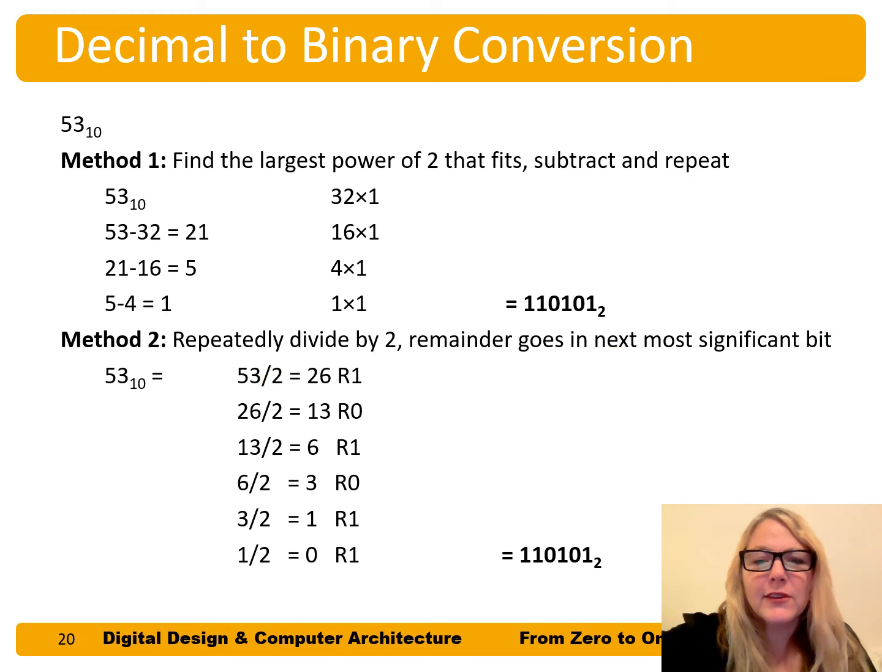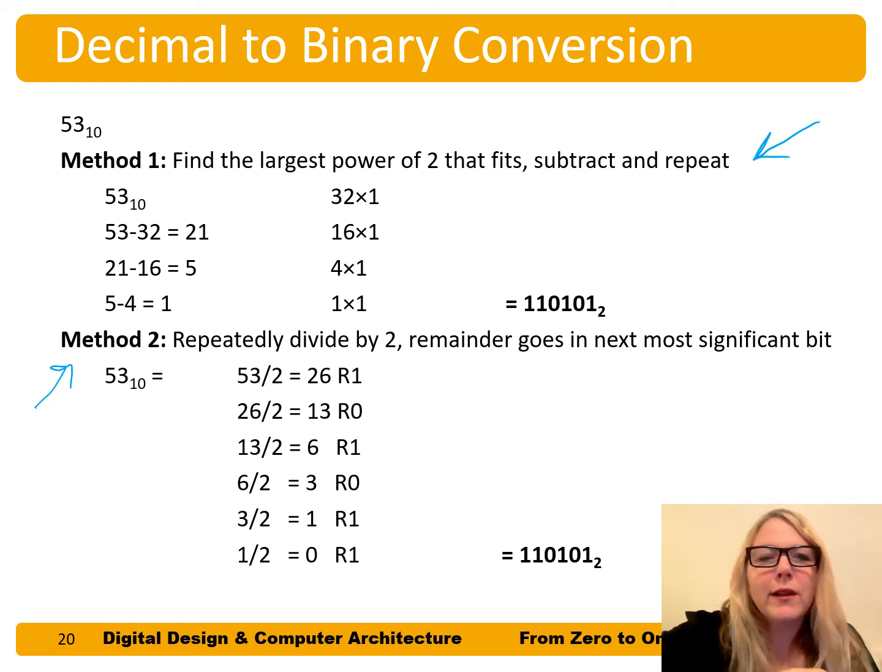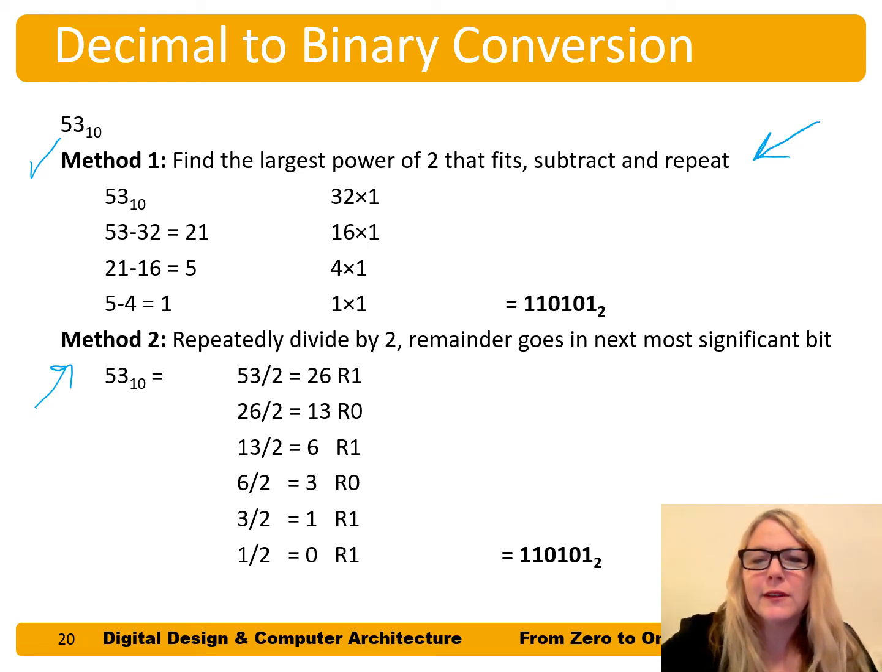So this method 2, again, is recommended for other bases, but for converting from decimal to base 2, or to binary, method 1 is recommended because it's easier. We're dealing with subtraction instead of division, less likely to have errors with that. But method 2 is used for other bases. Method 1 for binary.